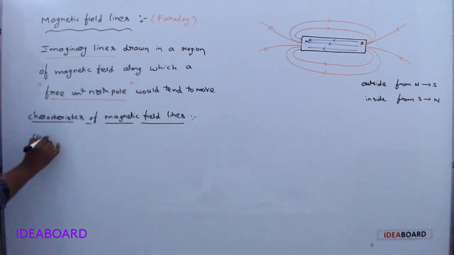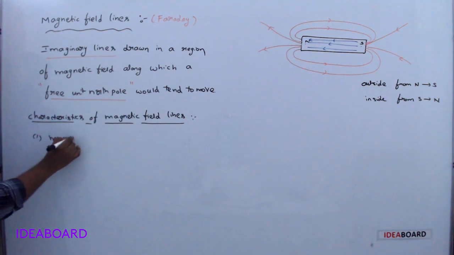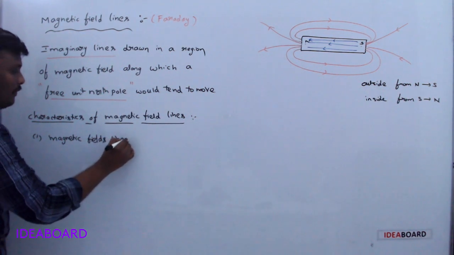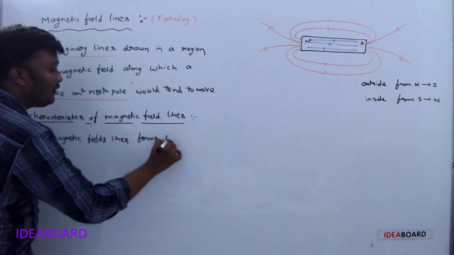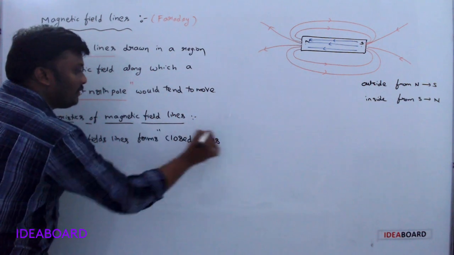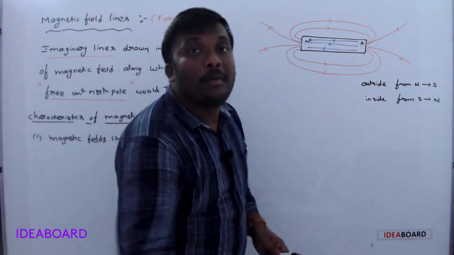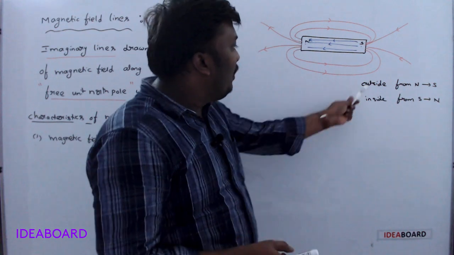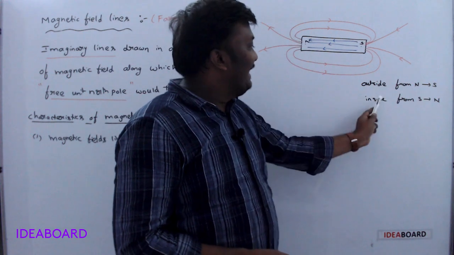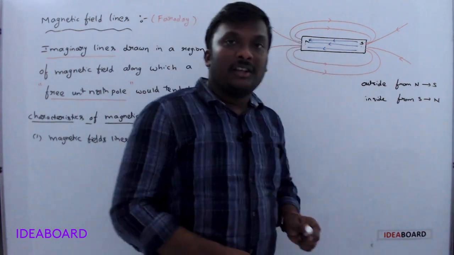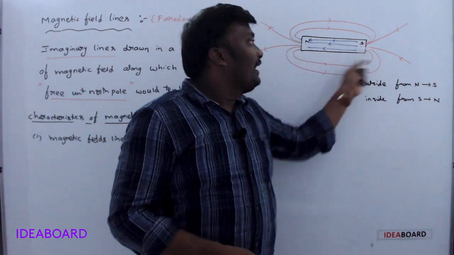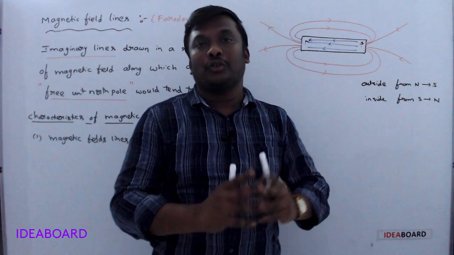The first one is magnetic field lines form closed loops. Okay, it's very important. Why do they form closed loops? Just now we said outside it's from north to south, inside from south to north. So there is no beginning point and ending point for the magnetic field lines. They are always closed loops.